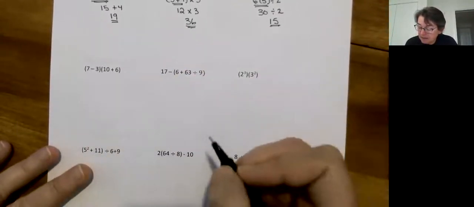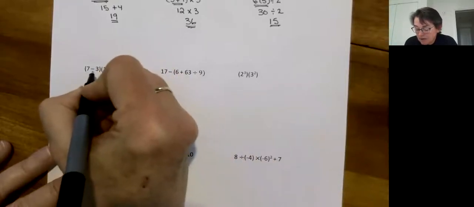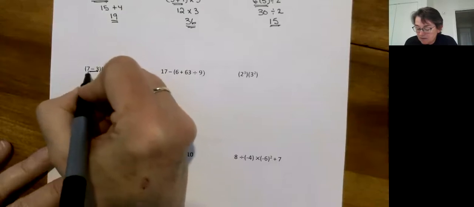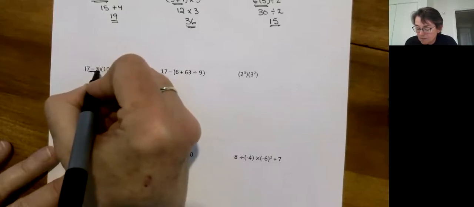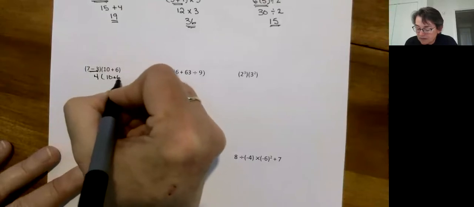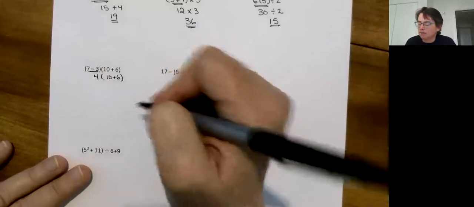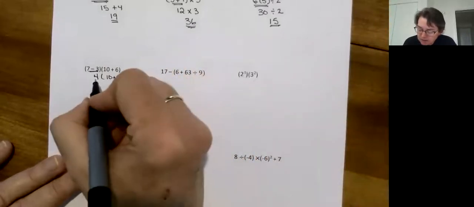Okay. So that being said, look, I got a set of brackets. I had 2 sets of brackets. I'm going to do it the right way. I'm going to do this first. 7 minus 3 is 4 times 10 plus 6. Remember, everything else comes down. And please work down. Don't work sideways. It just makes a mess.